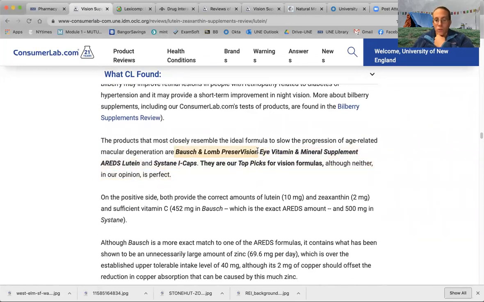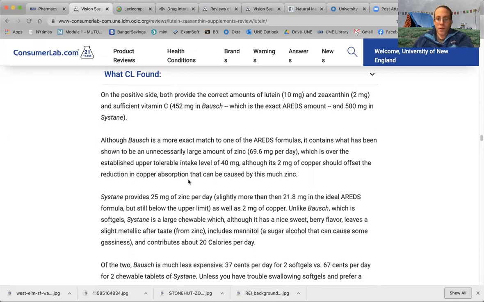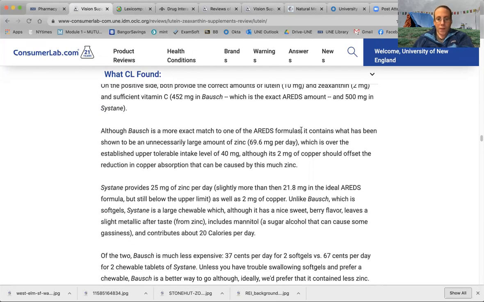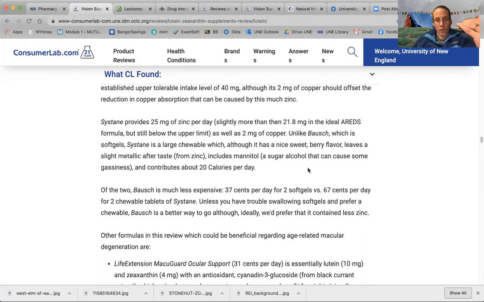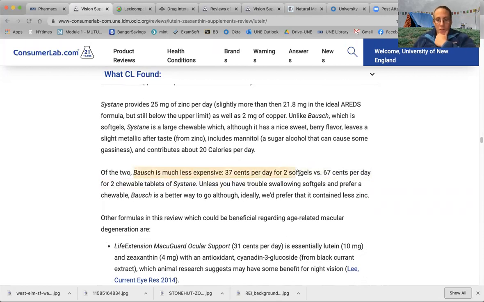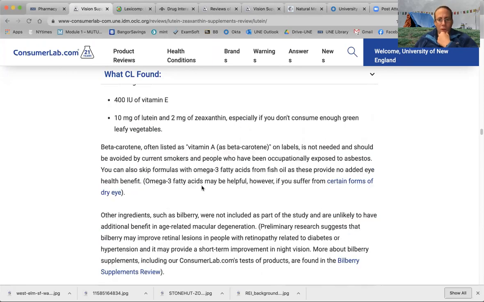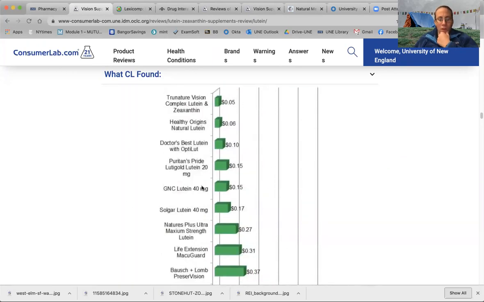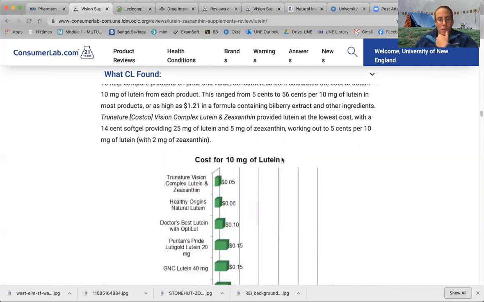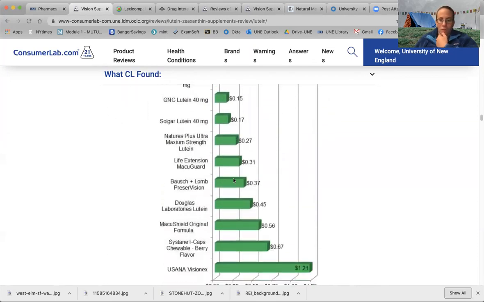So a lot of people had Preservision, the AREDS formulas, and Cysteine eye caps. So those are their top 3 picks. And then they go through exactly why. They go through each of the types. Of the 2, Bausch and Lomb is less expensive. It costs 37 cents per day for 2 gel caps versus 67 cents per day for 2 chewables of the Cysteine. So they do a pretty good extensive review. They also do really cool things like up here, they evaluated the cost per 10 milligrams of lutein in each of the different formulations, which I thought was pretty cool.